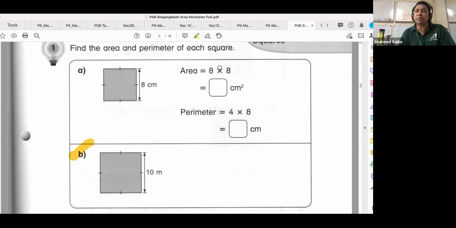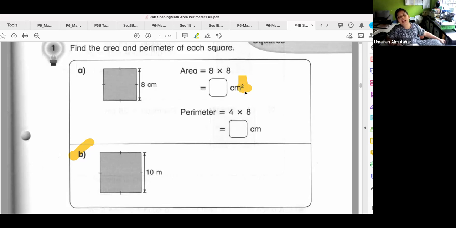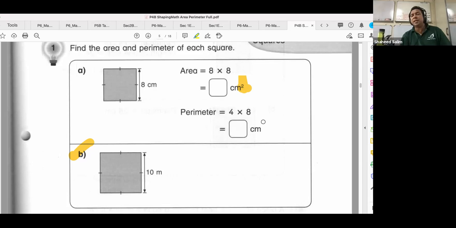And notice, girls, area, the unit has a small 2. Now, what is this small 2? Don't tell us anything yet. You see perimeter has no small 2. Area has a small 2. What is it?